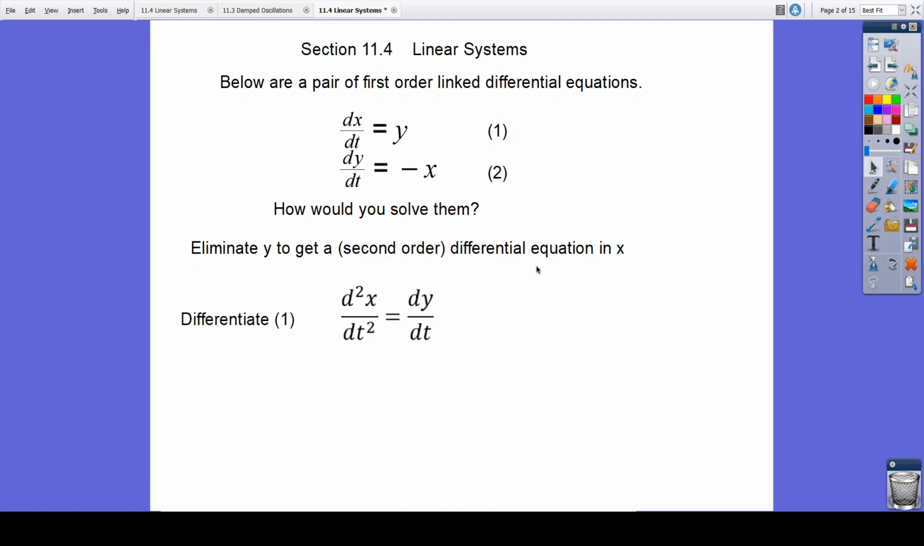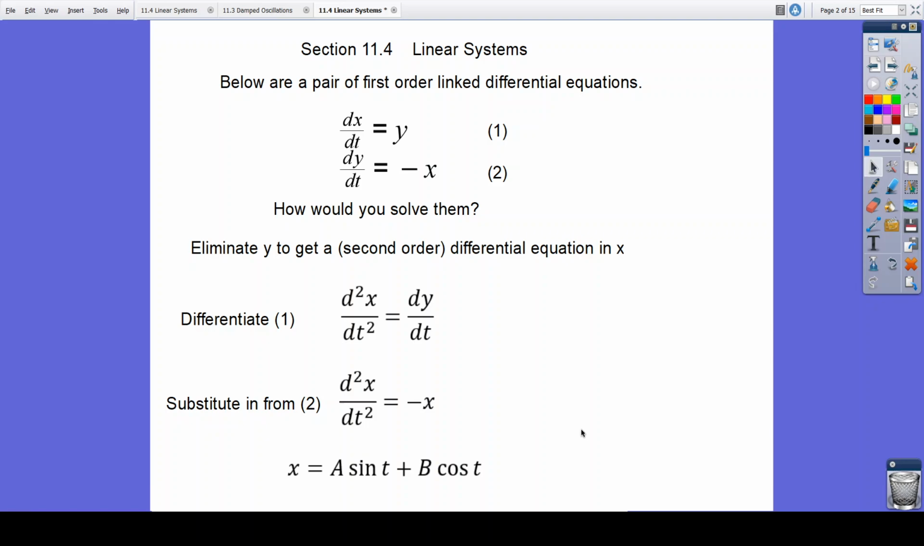Okay, so we differentiate our equation 1 to get this equation here. Okay, we can then replace dy by dt by minus x, and suddenly we've got our equation of simple harmonic motion that we looked at in previous videos. And we know the solution to that. Here in particular, the angular frequency is 1, so the solution is a sin t plus b cos t.